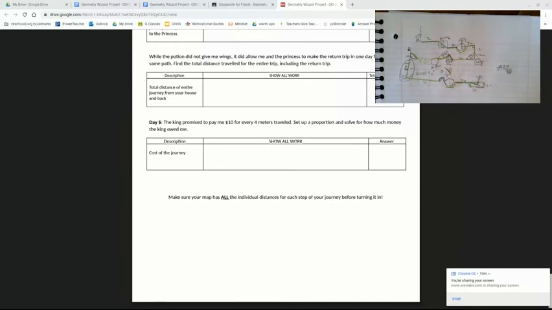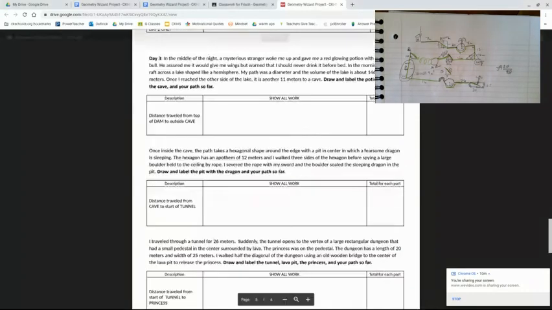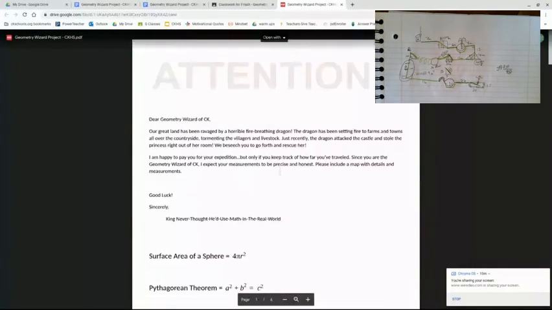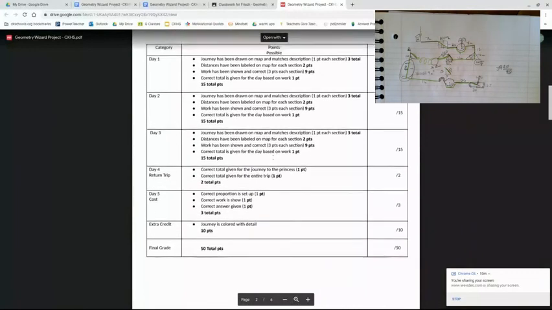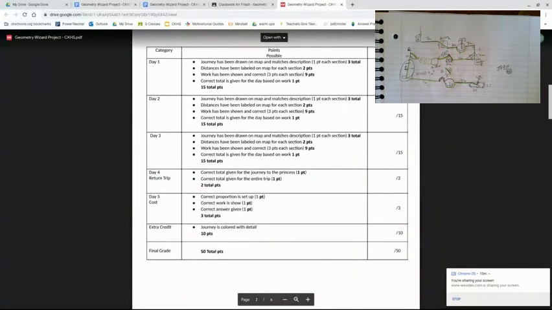Make sure that the map has all individual distances for each step of your journey before you turn it in. You must show all your work, all right? Setups, everything. The rubric at the top has a really good description. So the journey has been drawn on the map, matches the description. Distances have been labeled on the map. Work has been shown, 3 points each.